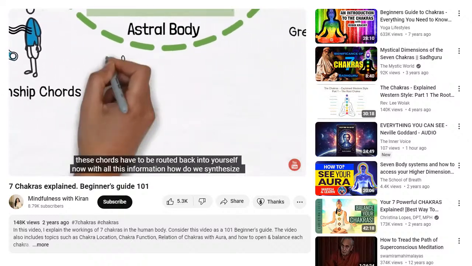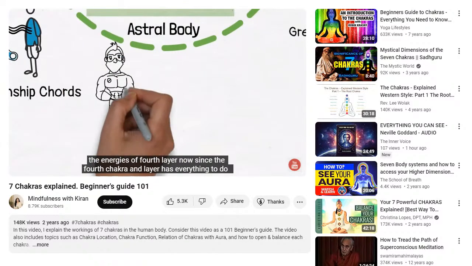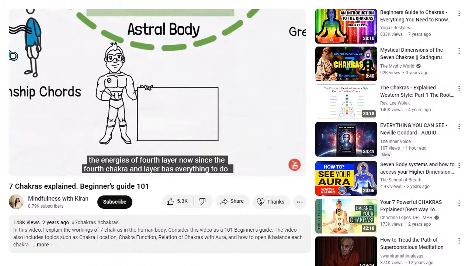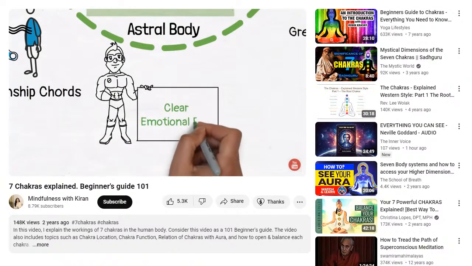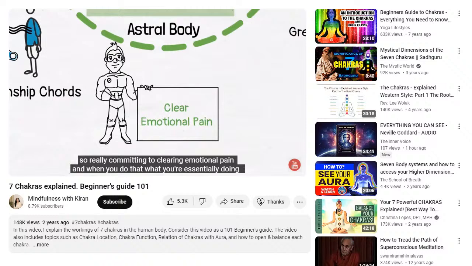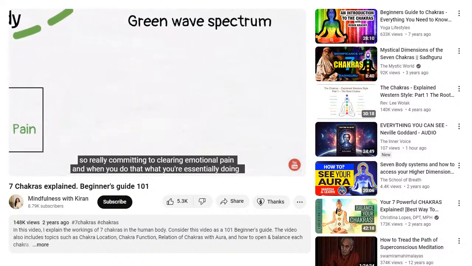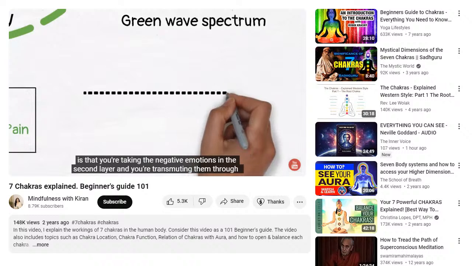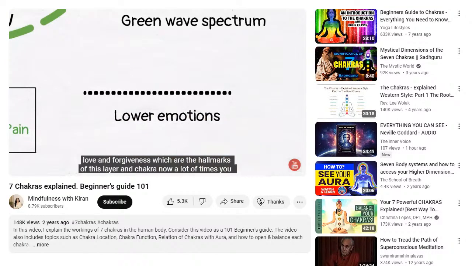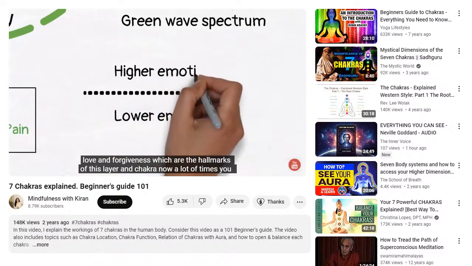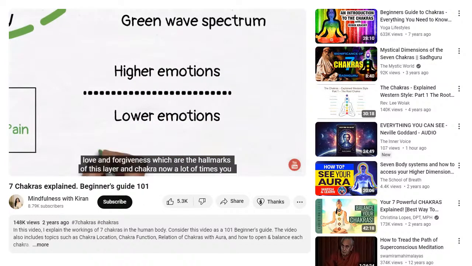Now, with all this information, how do we synthesize the energies of the fourth layer? Since the fourth chakra and layer has everything to do with expressing and receiving love, that's only possible when you clear the emotional pain. So really committing to clearing emotional pain. And when you do that, what you're essentially doing is taking the negative emotions in the second layer and transmuting them through love and forgiveness, which are the hallmarks of this layer and chakra. A lot of times you will also find the fourth layer being called the higher emotional body, and it is for this reason.